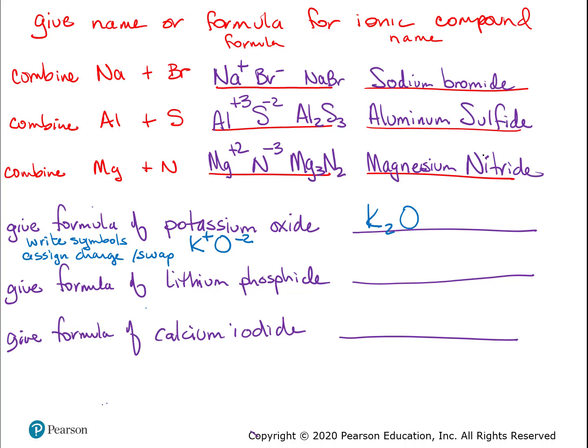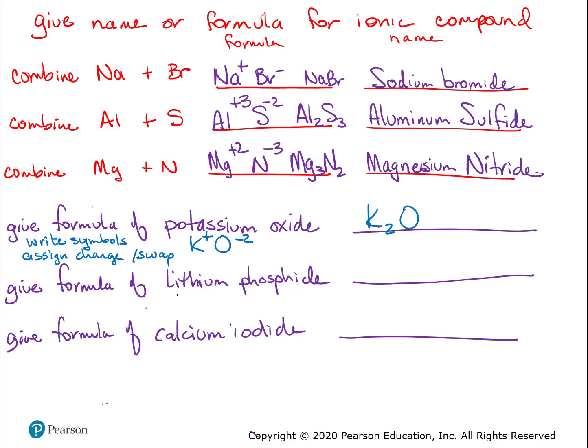Okay, so they call these binary ionic compounds because they're just 2 elements, and they're always going to be this way. Metal and a non-metal, assign the charges, swap them if you're trying to find the formula. If you're saying the name, whole name of the metal, first part of the non-metal plus IDE.